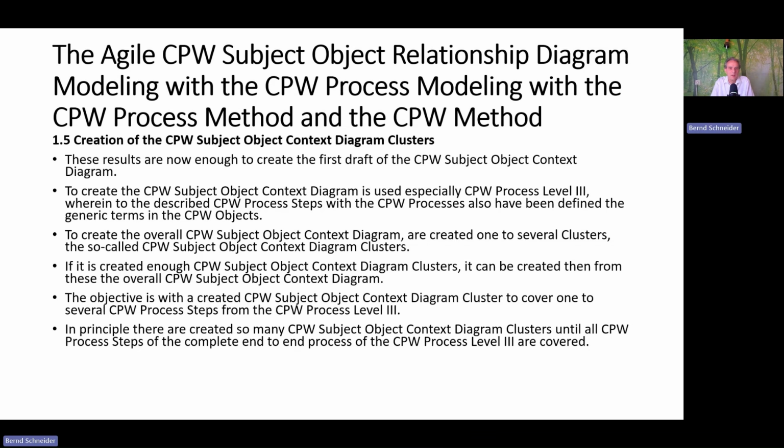So now we have the creation of the CPW subject object context diagram clusters. These results are now enough to create the first draft of the CPW subject object context diagram. To create the CPW subject object context diagram, especially the CPW process level 3 is used, wherein to the described CPW process steps with the CPW processes the generic terms in the CPW objects have also been defined.